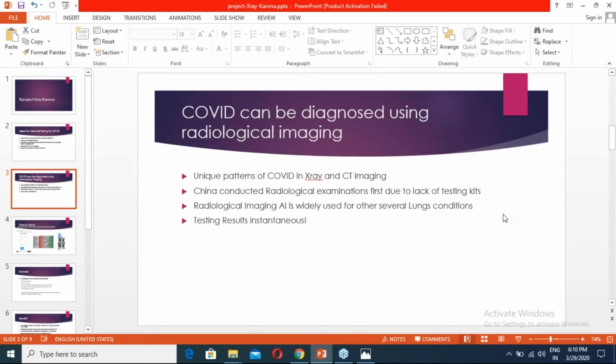Radiological imaging can serve as an alternative to PCR based testing. Unique patterns are observed in COVID-19 in X-rays and CT imaging. China has already conducted such radiological examinations and has been successful in showing that it can identify COVID-19 by radiological imaging. Radiological imaging AI is not a new thing, because it has been widely used by several developed countries to identify lung conditions. The most important benefit is that testing results are instantaneous.